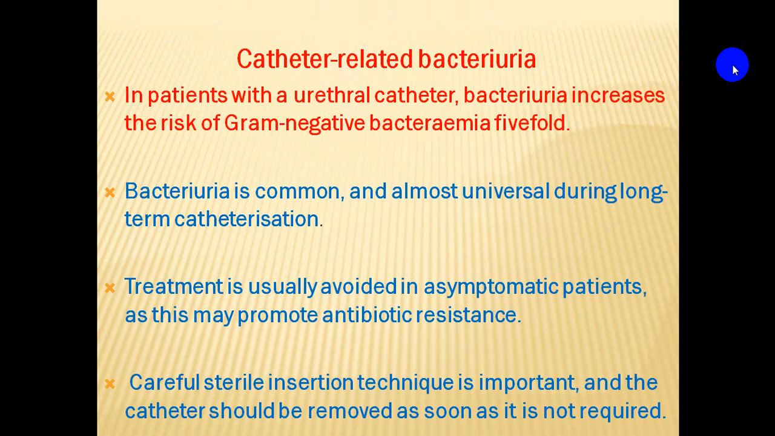Now we reach another very common entity that you used to face in the hospitals. We have many patients in the hospital with an indwelling catheter or with urinary bladder catheterization. And the entity that we used to see among these patients is catheter-related bacteriuria. In patients with a urethral catheter, bacteriuria increases the risk of gram-negative bacteremia 5-fold. So those patients with an indwelling catheter or with permanent catheterization or frequent catheterization have more chance of having bacteremia than those without urinary bladder catheterization.